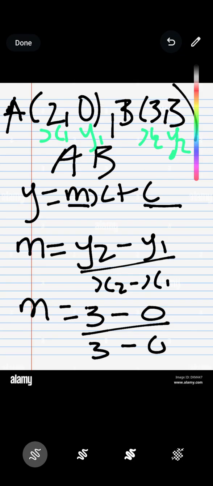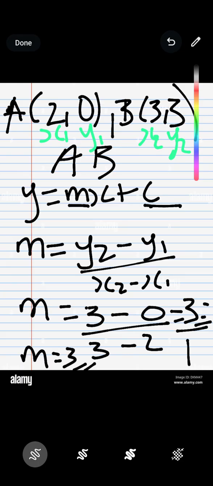y1 is 0, right? Sorry, x2 is 3 minus x1. x1 is 2, so it's going to be 3 minus 0, which is 3, over 3 minus 2, which is 1. So our m is 3 divided by 1, which is 3, right? So our m is 3.